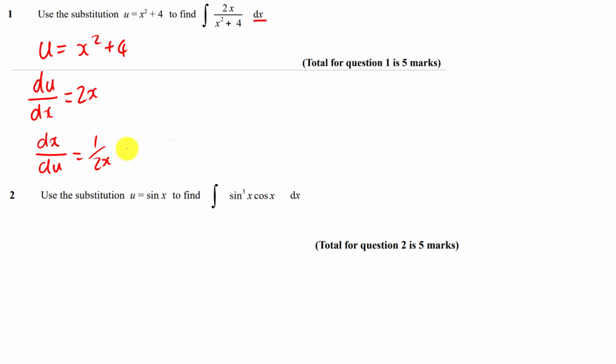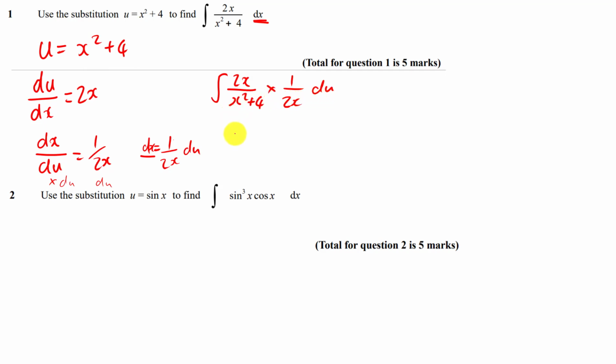Yeah, perfect. Now, can you see we need to replace this dx? So if we multiply out by du here, we're going to get dx equals 1 over 2x du. So if we substitute this with this, swap this over, this is instead going to become the integral of 2x over x squared plus 4, and dx is now this times 1 over 2x du.